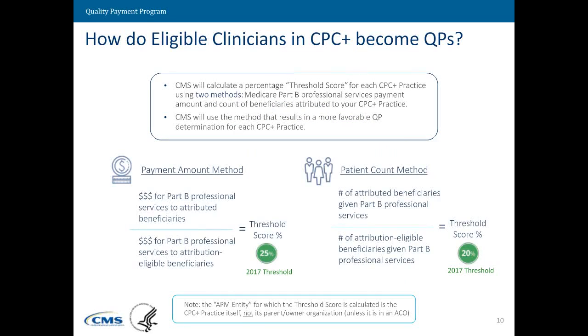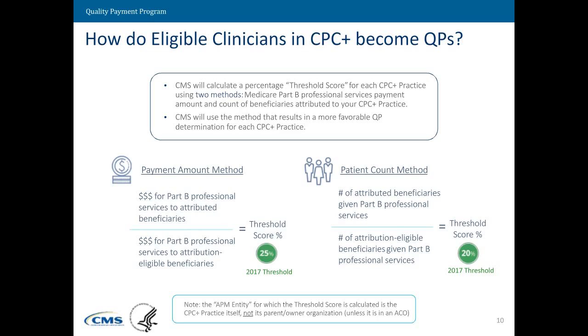So how do eligible clinicians in CPC Plus become QPs? Well, over the course of the QP performance period, CMS will calculate a percentage threshold score for each CPC Plus practice for each of the 3 snapshot periods, which we will explain in more detail later in the presentation. To do this, CMS will use 2 methods, the payment amount method and the patient count method, and use the more favorable of the 2 results in making QP determinations.